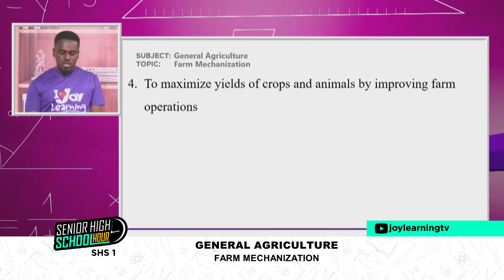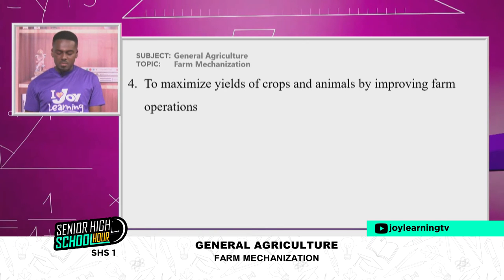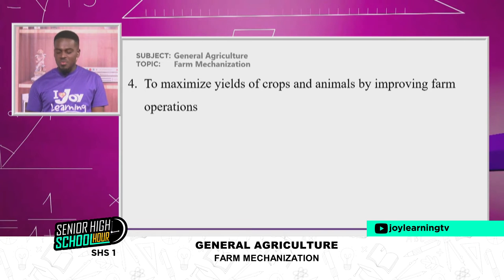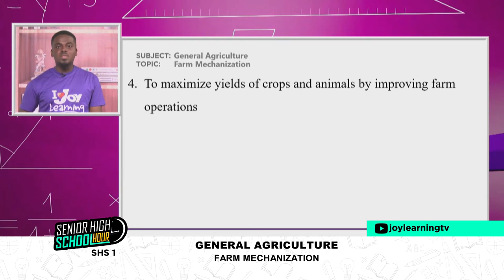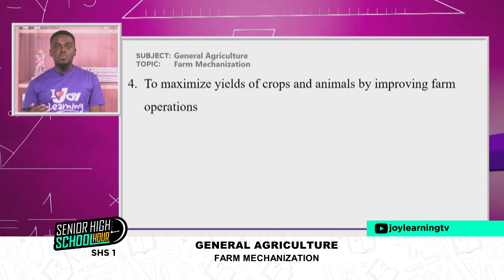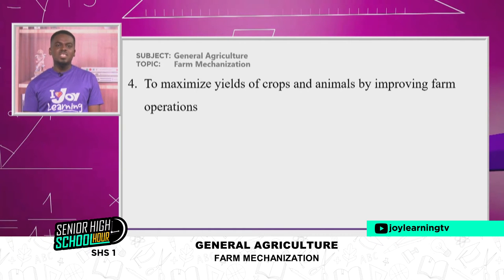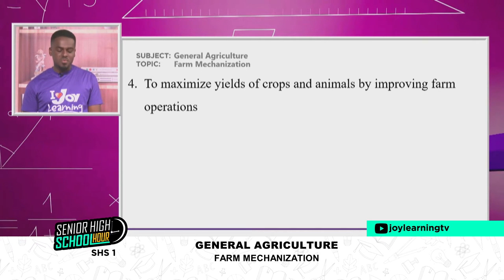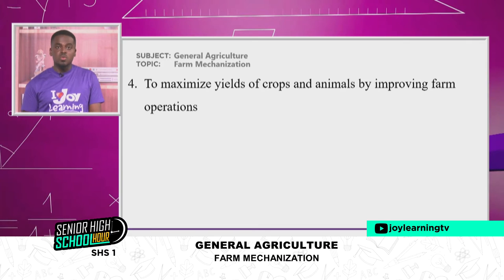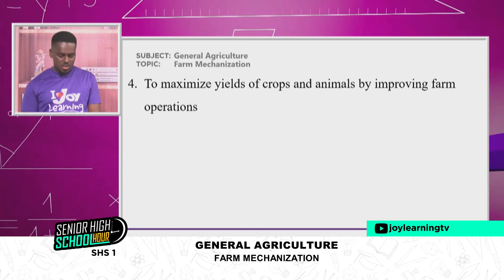Another benefit is to maximize yield. I've explained earlier, maximize yield of crops and animals by improving farm operations. So if you adopt farm machineries or implements, instead of doing manual milking, there are machines that can do milking of your animals for you. You don't have to expend a lot of energy in doing that.